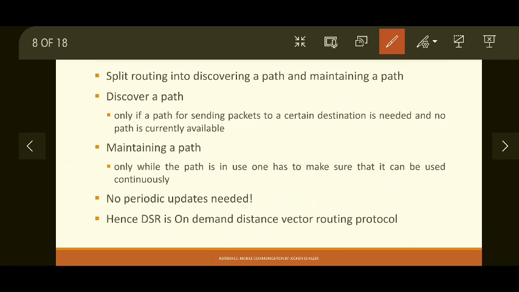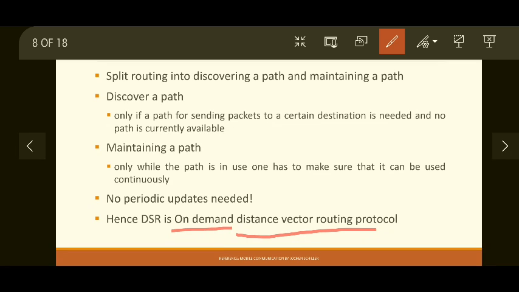So what is the advantage of this one? The advantage of this DSR mechanism is that we don't need to send periodic routing table updates, because there is no routing table maintained by the nodes. So less amount of control overhead, that is one of the advantages. Hence we can call DSR on demand, because whenever we need a path, only then we are finding a path. That is the on demand distance vector routing protocol.